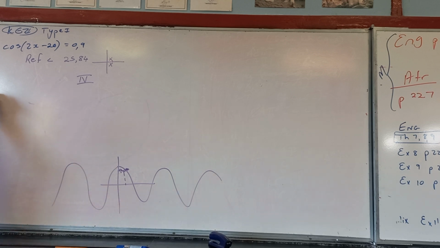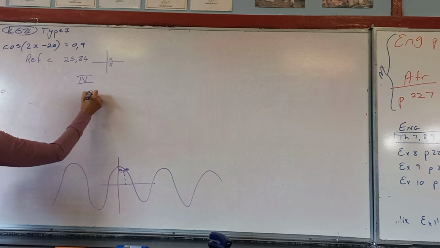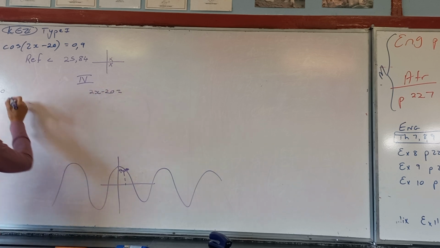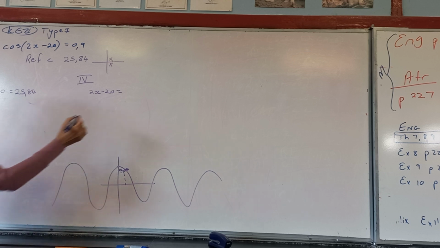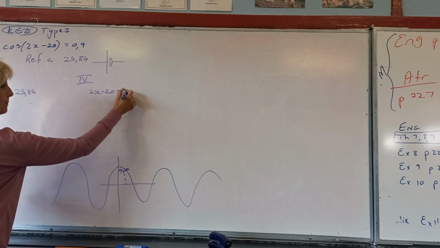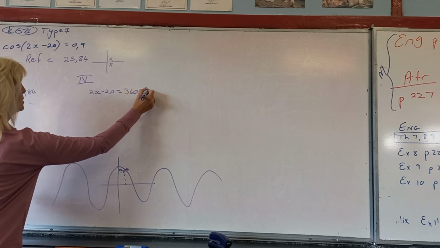The name of the angle is 2x minus 20. You don't just write x, you write the whole name of the angle. Now when you're going to get the degrees, you can take away the 20 and divide by the 2. So it's going to be 2x minus 20 equal to, what do you write for quadrant 1? Just the 25,84. The reference angle is one of the answers. But in quadrant number 4 you write 360 minus the 25,84.